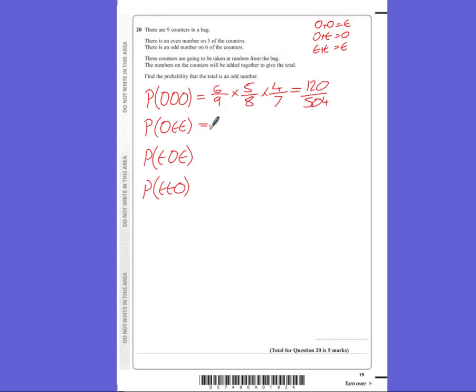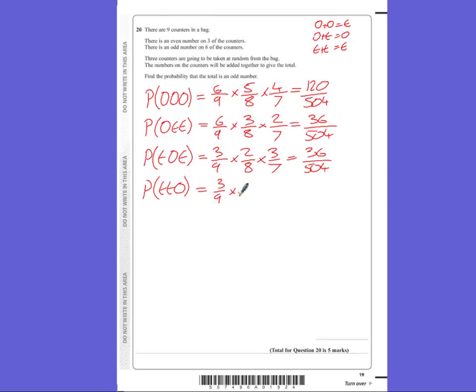Similarly, probability of the first one being odd is still 6 out of 9, but then the next one being even would be 3 out of 8 because there's only 8 in the bag, and then 2 out of 7 because there's now only 2 evens and 7 in the bag. And that would give us 36 out of 504. Even, odd, even, that would give us 3 9ths times 2 8ths times 3 7ths, which again is 36 out of 504. And then even, even, odd would be 3 9ths times 2 8ths times 6 7ths, which is 36 over 504.